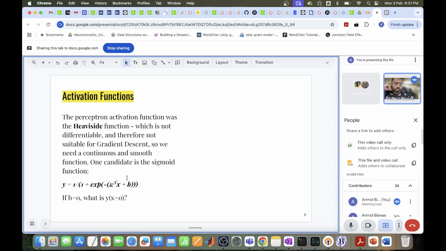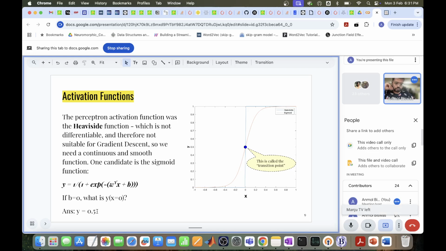Imagine that this is just a single input, single weight system, right? You can set x equal to 0 and try to figure out what y will be. It's a very simple problem. Obviously, this is 0.5, because if you set x equal to 0, you get e to the power 0, which is 1, and then 1 plus 1 is 2, 1 by 2 is half, 0.5, right?